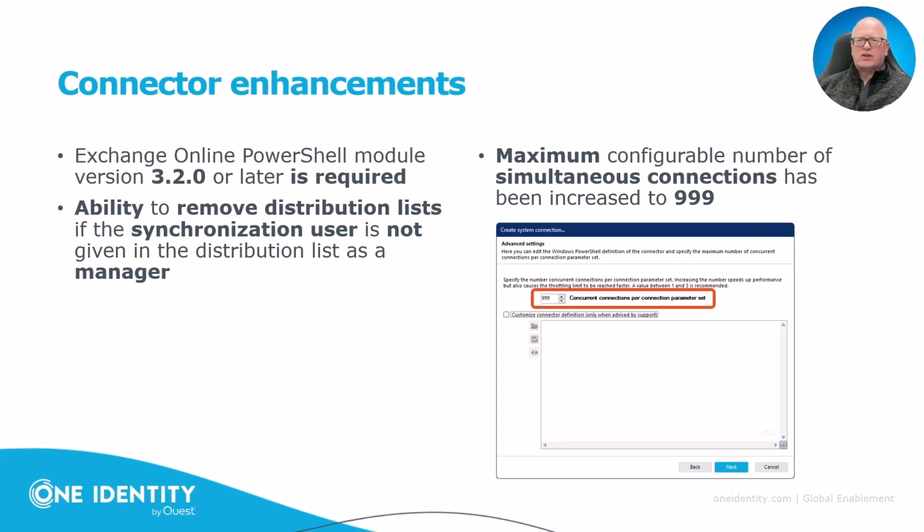Last but not least, with the change to PowerShell module 3.2.0 and, I like to say, the extensive use of the Graph API in Exchange Online synchronizations, it was necessary to allow more connections to the target system. Therefore, the maximum number of simultaneous connections was increased to 999. I'm not quite sure what it was before, but a lot lower. However, this is necessary because of the Graph API calls, and now it is possible. That will speed up synchronizations a lot.